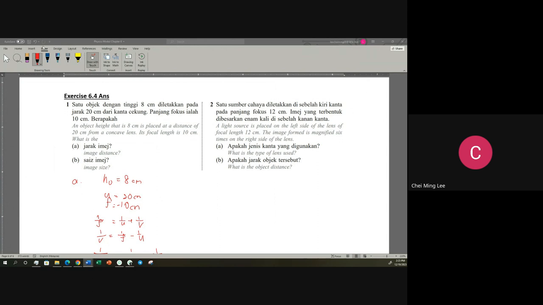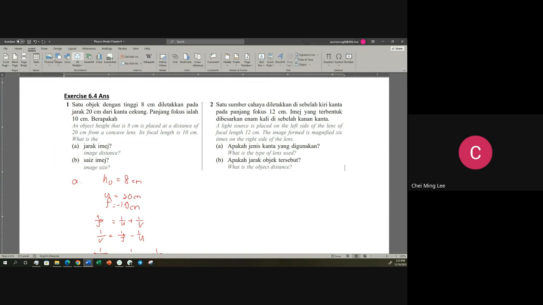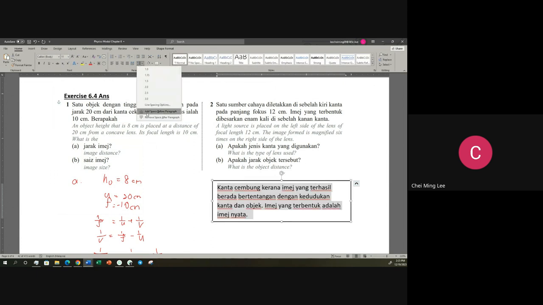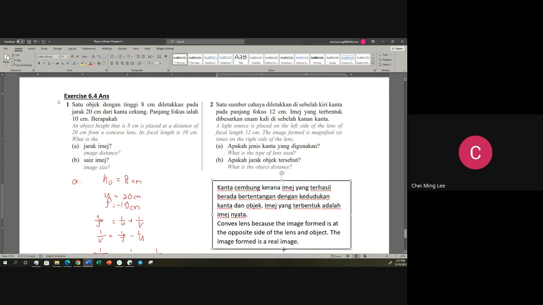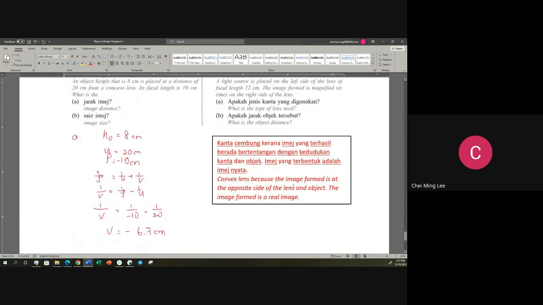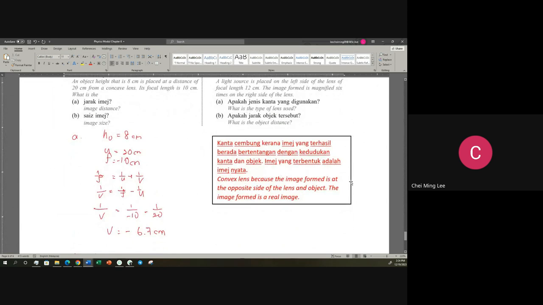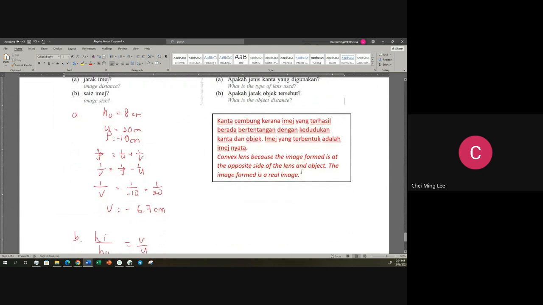So first of all, I think I have to include something first. I need to include the text box. All right, first thing first, we say it's a convex lens because the light source is placed on the left-hand side and the image formed is magnified on the right side. So the image formed is on the opposite side and it's a real image. That's why it's a convex lens.